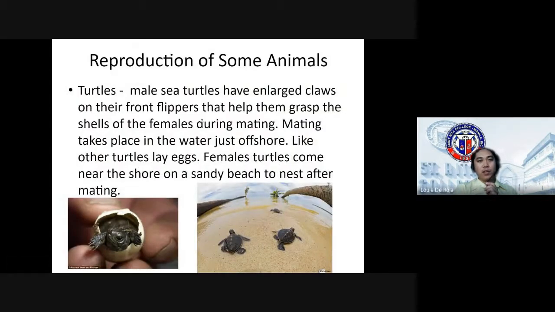Next is reproduction of some animals. For example, turtles. Sea turtles have enlarged claws on their front flippers that help them grasp the shells of the females during mating. Mating takes place in the water just offshore. Like other turtles that lay eggs, female turtles come near the shore on a sandy beach to nest after mating. So kapag na-fertilize na yung egg doon sa female's body or female's uterus, i-release na po niya at magle-lay egg na po siya doon sa sand. Diba?